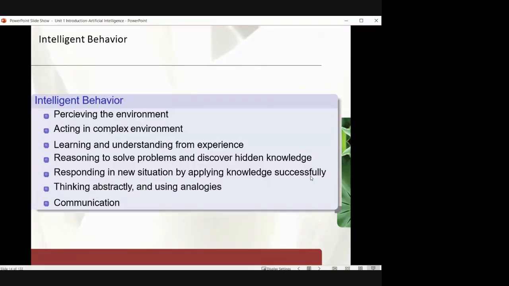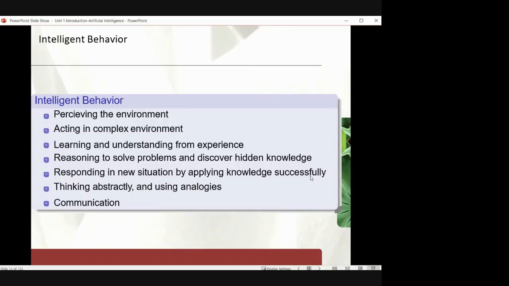Okay, but how we are behaving like this? Because we have those 5 senses. Whenever we create this type of AI system, that AI system should have these 5 senses. Of course for that they will use some sophisticated system to get these 5 senses, but the system should have this, then only it becomes an intelligent system. Okay, then intelligent behavior acting in complex environment.